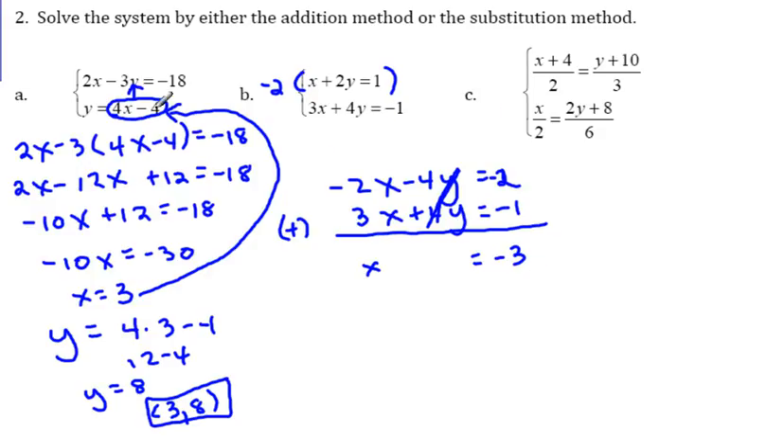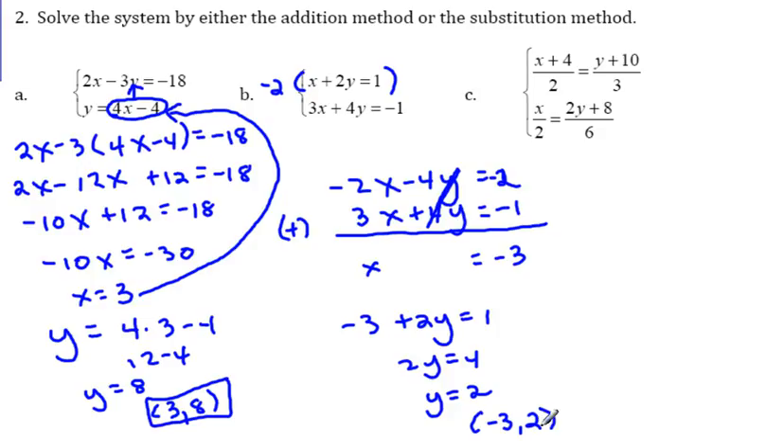Not quite as nice over here where it was already solved for y, but that's okay. I'm going to choose the top equation to plug into, so that's going to give me negative 3 in place of x plus 2y equals 1, and now I'm solving for y, so I add the 3 over, and I have 2y equals 4, divide by the 2, and y equals 2. So again, I want to know that you understand this is an ordered pair. It's the point where two lines cross each other, or the point that is a solution to both of the equations. So my answer is negative 3, 2.